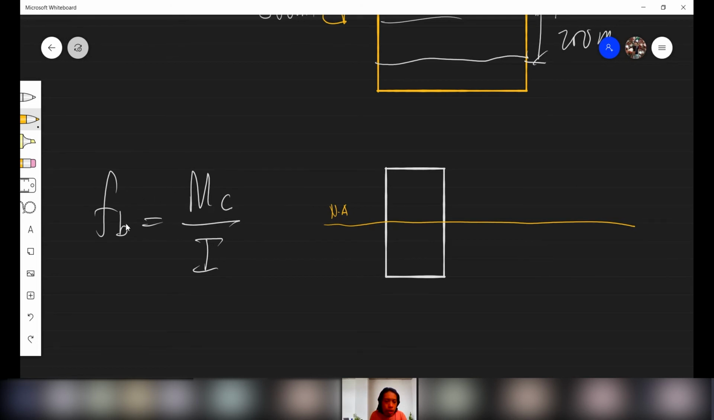Your Fb or the stress, the flexural stress or the bending stress, is directly proportional to M and C. Okay? Directly proportional to M and C. Ibig sabihin, if C is constant and I is constant, Fb will go high or go up if the moment goes up.